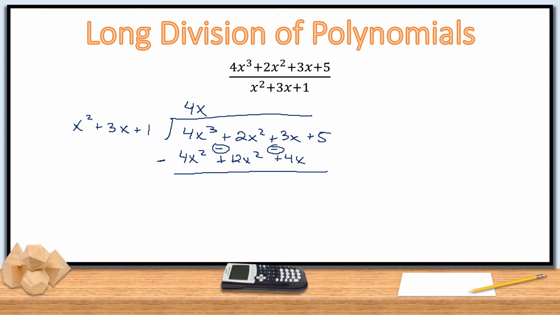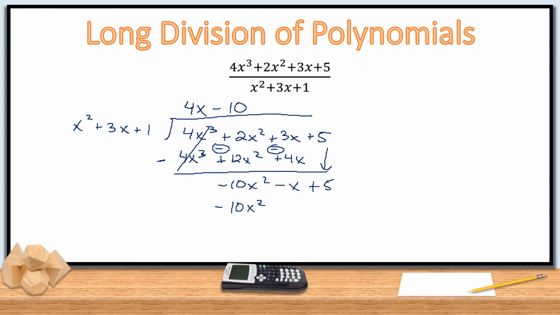So the 4x, this should be a cubed. So 4x cubes cancel. 2x squared minus 12x squared is negative 10x squared. 3x minus 4x is minus x, and the 5 is going to come straight down to the end. So x squared times what is minus 10x squared? It's negative 10. So we got negative 10x squared.